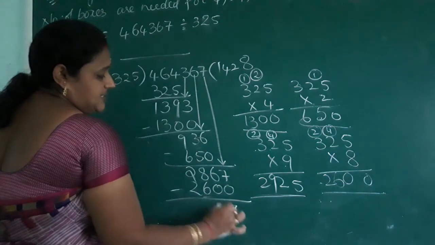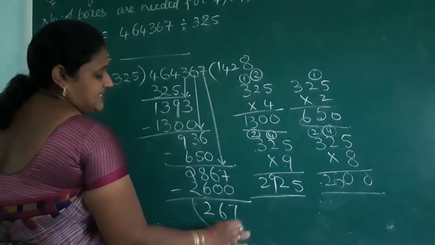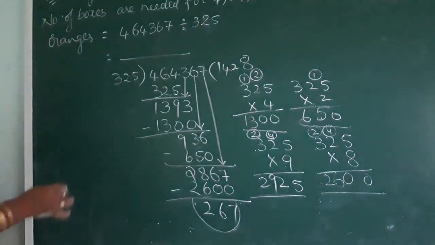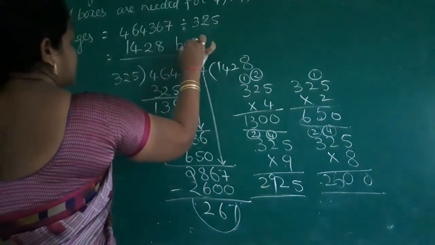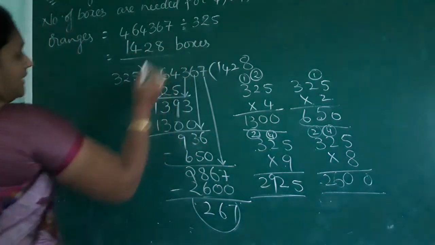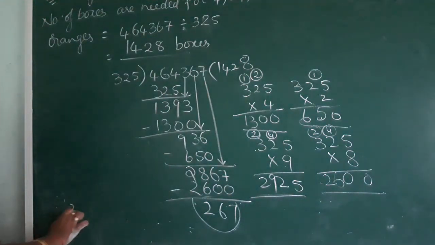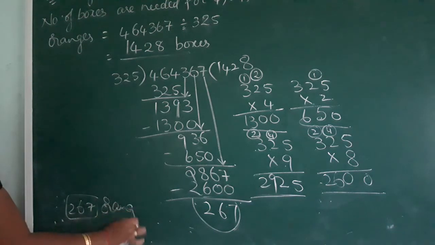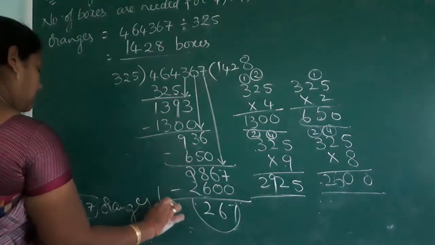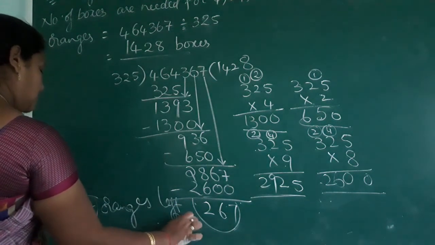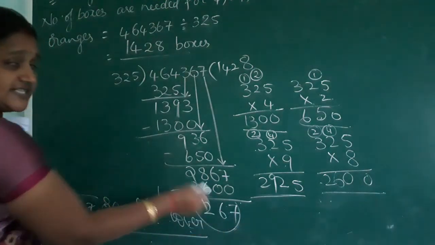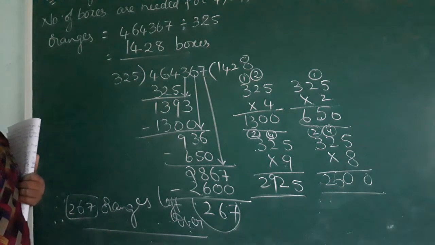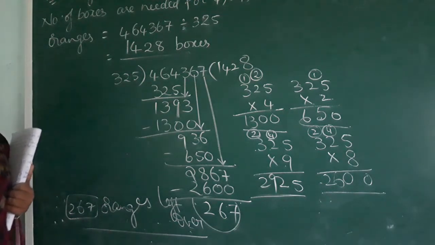7, 6, 2. 267 is the remainder. So how many boxes were required? Boxes required. So how many oranges were left over? 267 oranges left over. What is the 267? That is the remainder in the question. Okay children, see the next one.